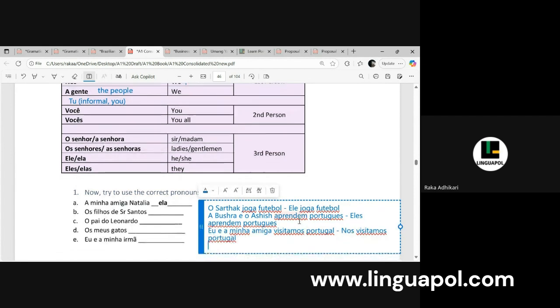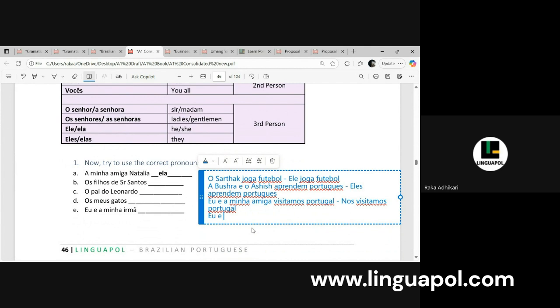Okay. If I say "eu e você vamos divertir", divertir is to enjoy. I and you are going to enjoy. Vamos divertir. So, how will I replace eu e você? I want to replace this whole thing. Nós, or a gente. Yes. Okay. Nós vamos divertir.